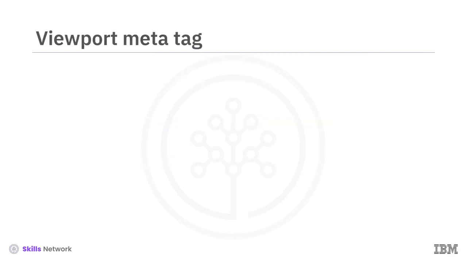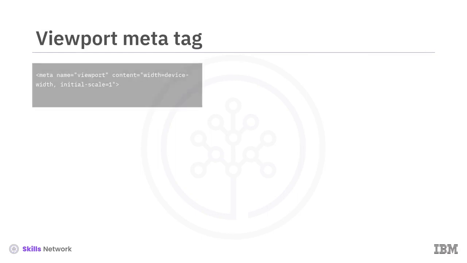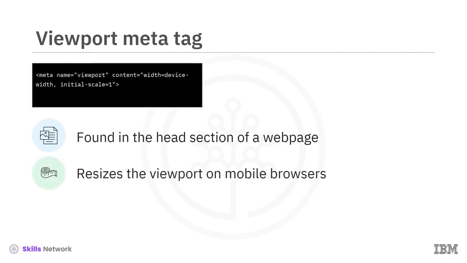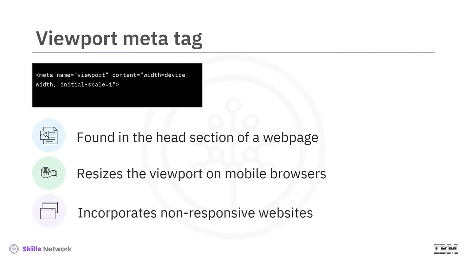A CSS media query guide would be incomplete without mentioning the viewport meta tag. You can find it in the head section of a web page. It resizes the viewport on mobile browsers, as mobile browsers typically have a larger viewport than the actual device. The process allows the incorporation of non-responsive websites without looking wrong.